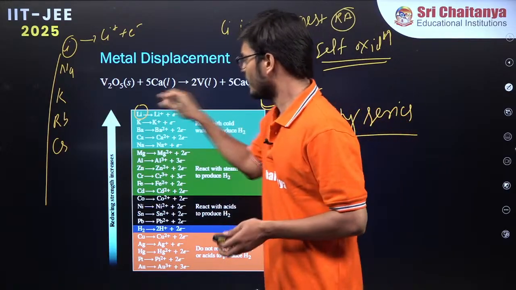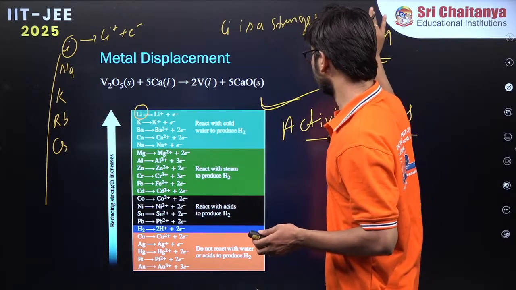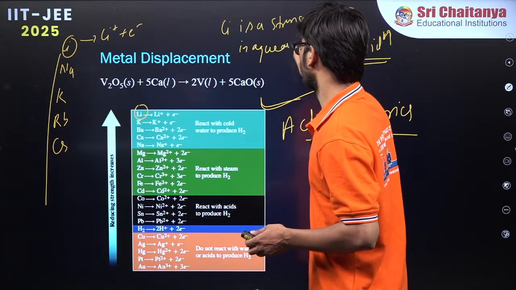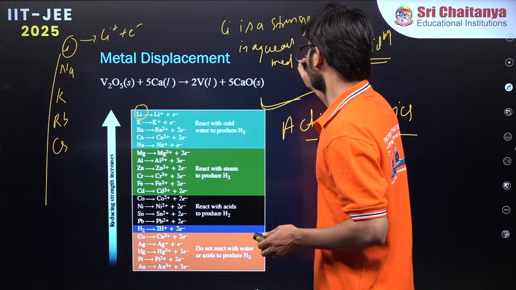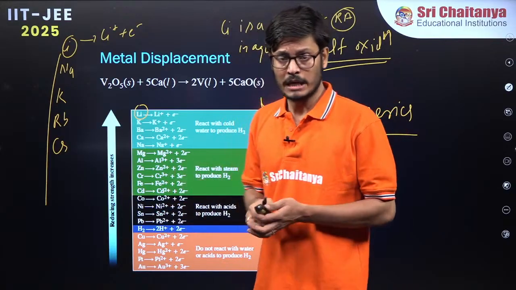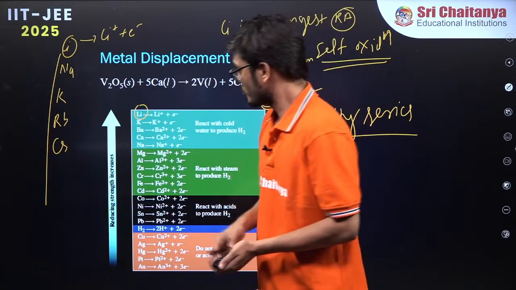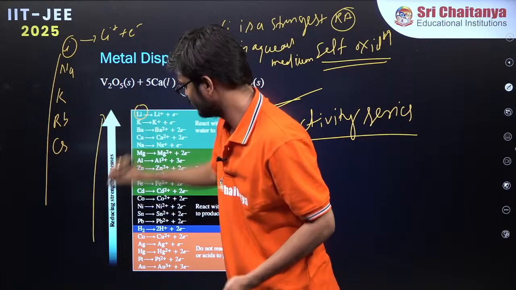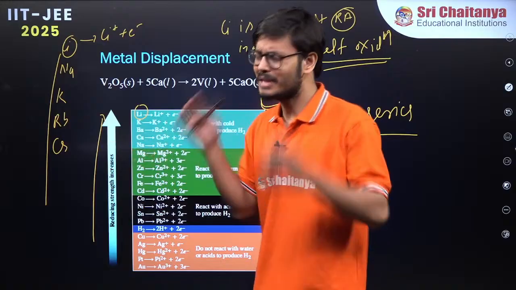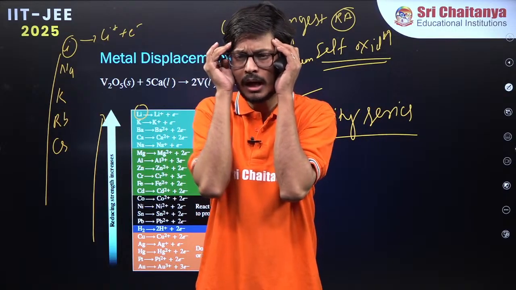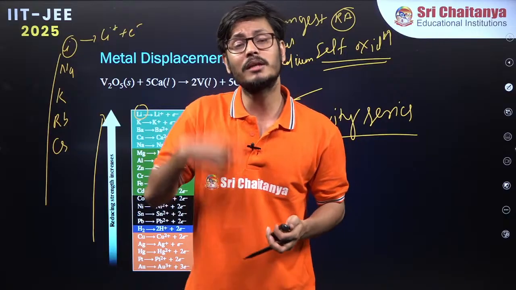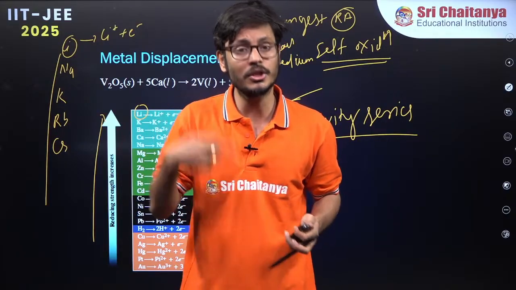For now, lithium is a very strong reducing agent in aqueous medium. Remember this, in aqueous medium, in water. So it can easily lose the electron, so it is going for self-oxidation. So from bottom to top, reducing strength increases. Just remember, reducing strength means what? The strength of a reducing agent. How to know that? Self-oxidation should be high.